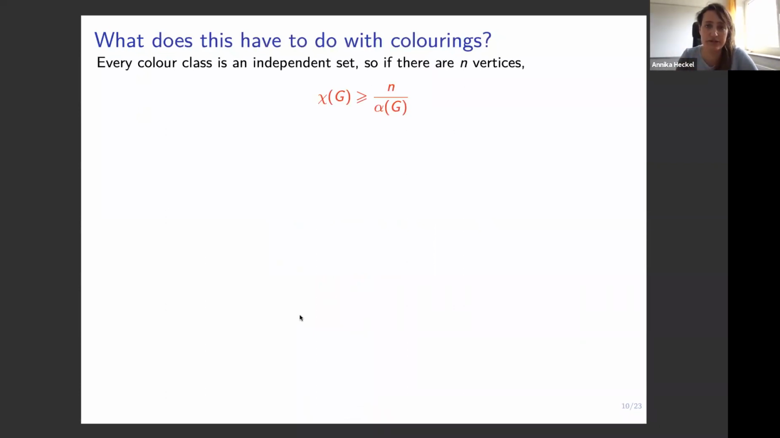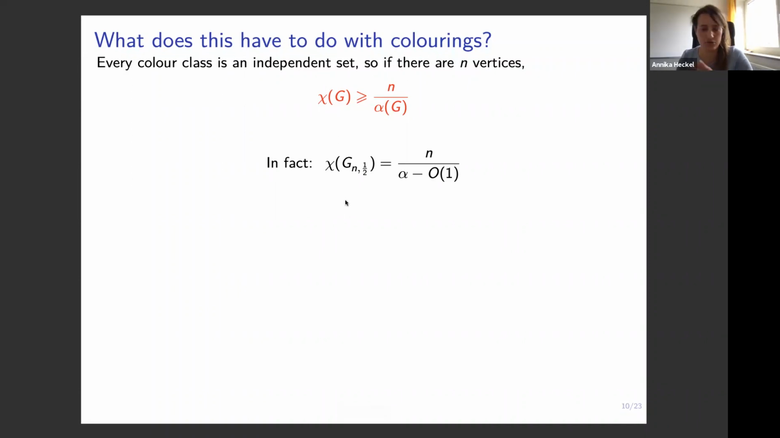In every graph, you get a lower bound for the chromatic number, which is n over the independence number. That's because, by definition, in a coloring, because neighboring vertices get different colors, every color class, so all the vertices of one particular color, is an independent set. So every color class has at most alpha of G vertices in it. And so if there are n vertices, the chromatic number has to be at least n over alpha. So that's true in every graph.